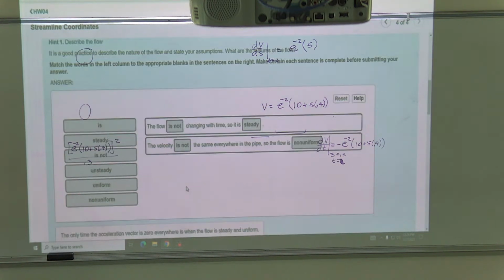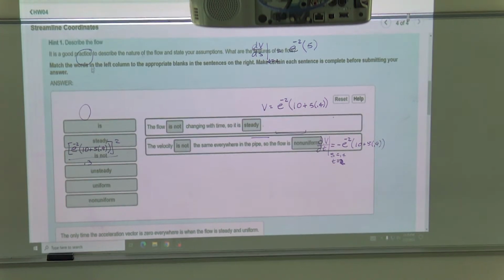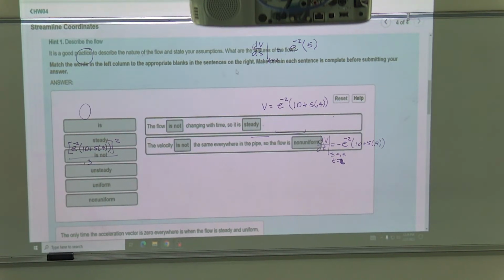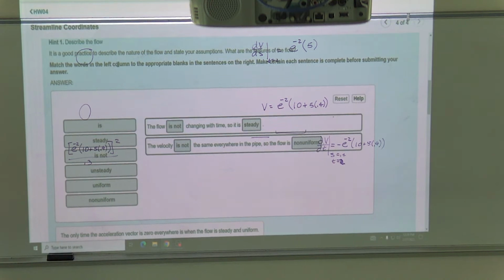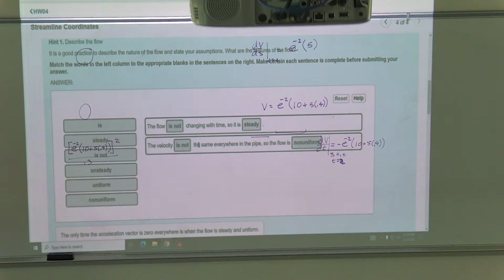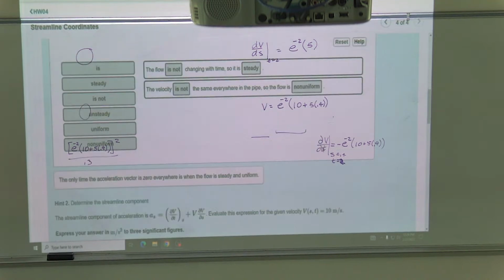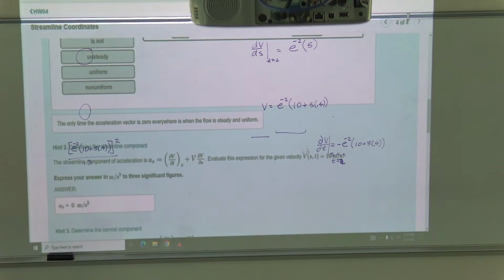Hint 1: It is good practice to describe the nature of the flow and to state your assumptions. What are the features of the flow? Match the words to the left. Okay, the flow is not changing with time, and so it is steady. Oh, cool. So I'm guessing it had a thing where you drag it over there. It is not: the velocity is not the same everywhere in the pipe. It is uniform. Okay.